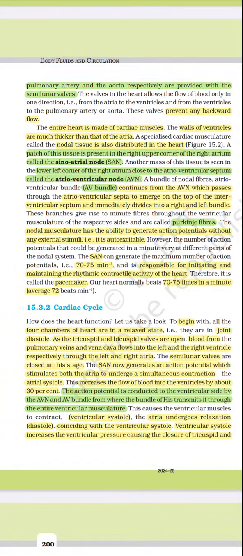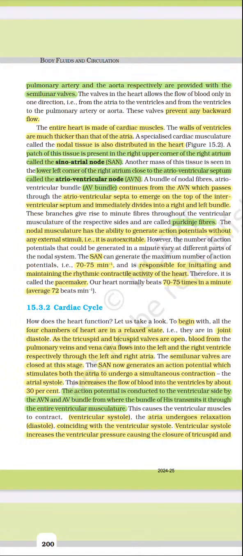A specialized cardiac musculature called nodal tissue is also distributed in the heart. A patch of this tissue present in the right upper corner of the right atrium is called the sinoatrial node, SA node. Another mass of this tissue is seen in the lower left corner of the right atrium close to the atrioventricular septum, called the atrioventricular node.